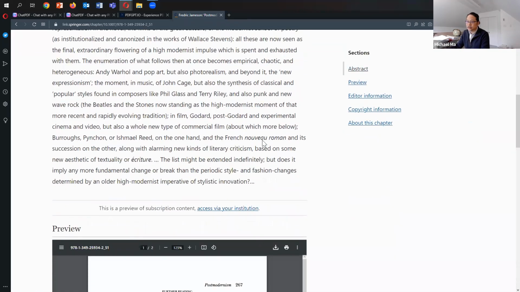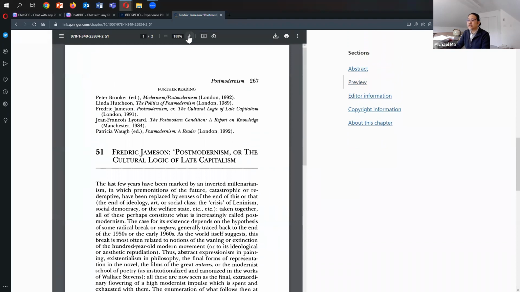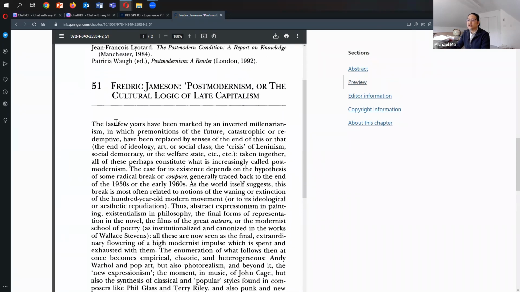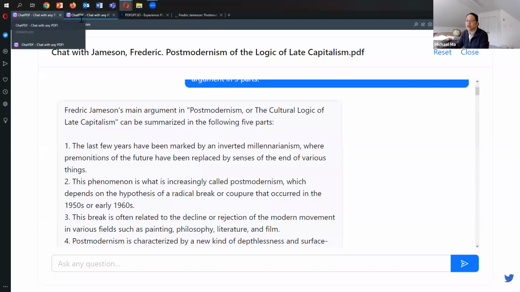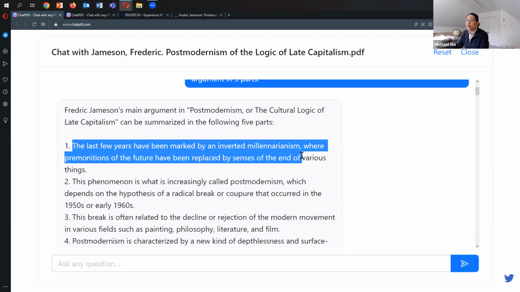And here I will just go right here. It's exactly right. It's right in the first paragraph. The last few years have been marked by an inverted millenarianism in which premonitions of the future. Okay, that's what it's copied, that first clause in that sentence. It doesn't copy catastrophic or redemptive, but then it does copy have been replaced by senses of the end of this or that. It's a bit different, but if we go back to that, it says the last few years have been marked by an inverted millenarianism, where premonitions of the future have been replaced by senses of the end of various things.